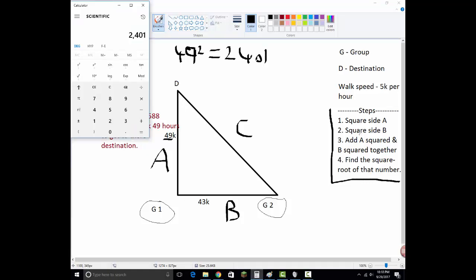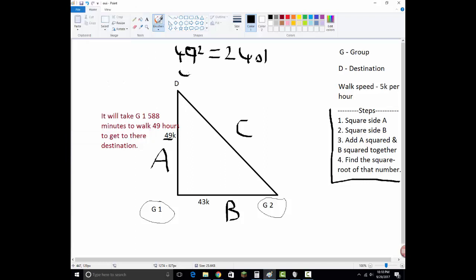Next, square side B. Once again, very simple. 43 squared equals 1,849. So 43 squared equals 1,849.